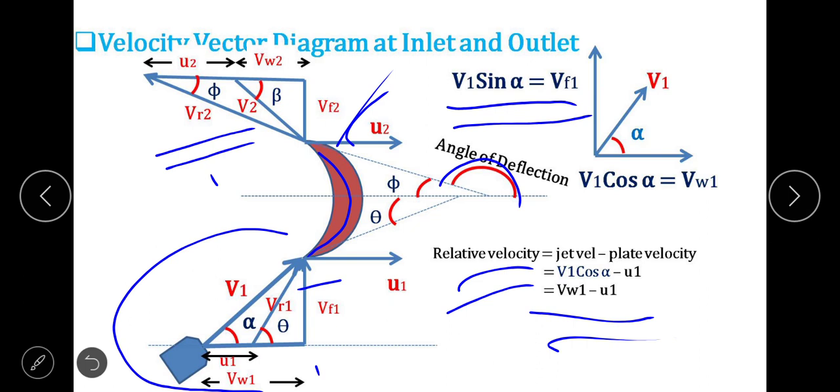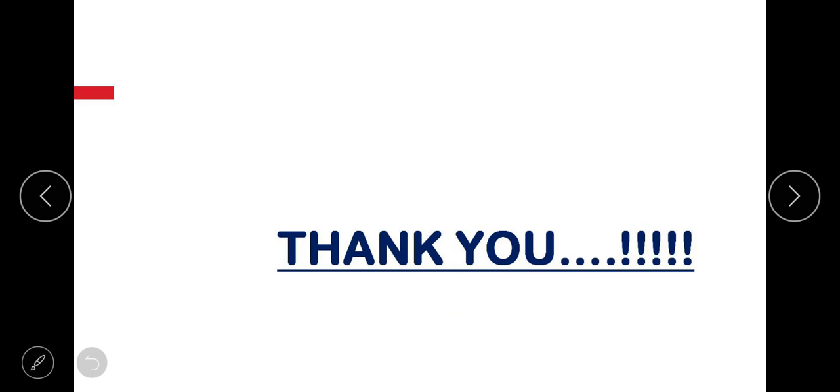You just have to solve these triangles, the velocity triangle at inlet and the velocity triangle at outlet, in order to get the different quantities of various parameters. Okay, these are the basics.